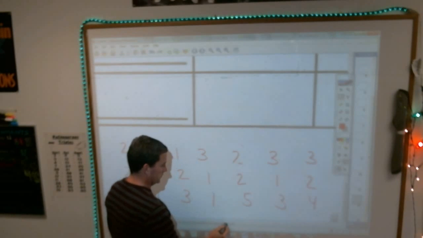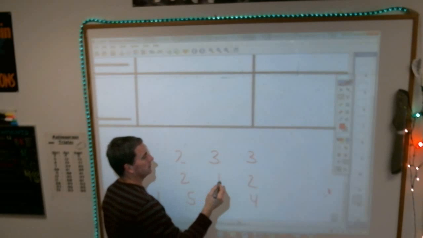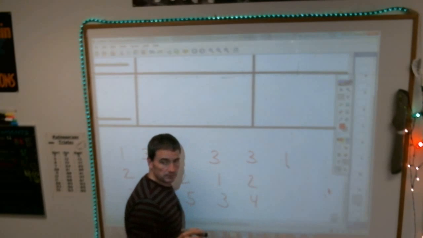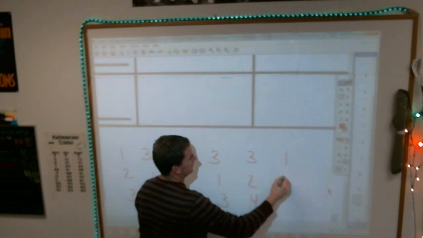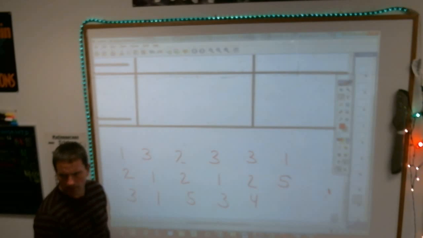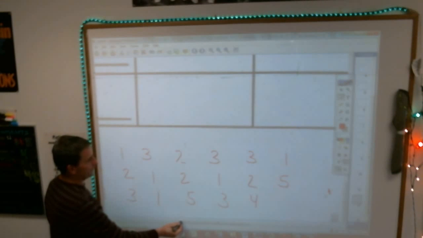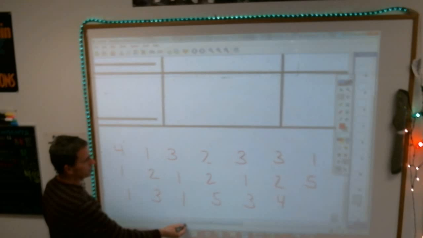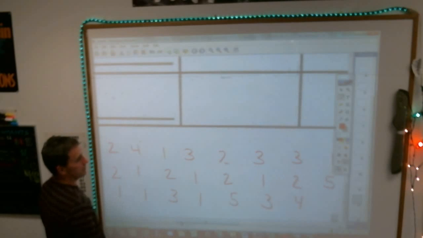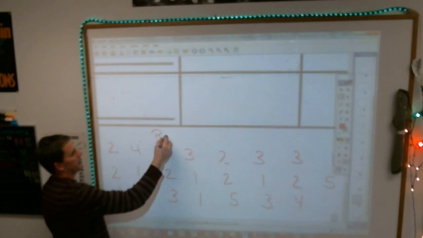See if I got some more room here. Zach, just 1? 5. Okay. Now, did I get everybody? Yeah, I did. What we have here, children, is what we call raw data.